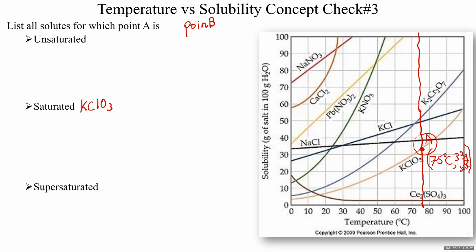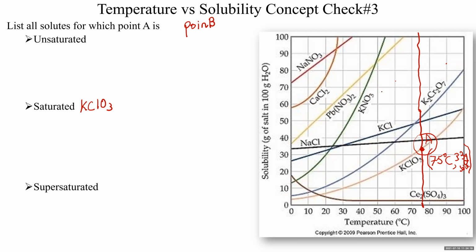I could have picked A to be anywhere, any random location on this graph. I happened to pick KClO3 because I want at least one of the answers to be exactly saturated. Otherwise, if point A were not located on any graph, then saturated would be 0. There'd be no answer for it. It'd only be a combination of unsaturated or supersaturated solutions.